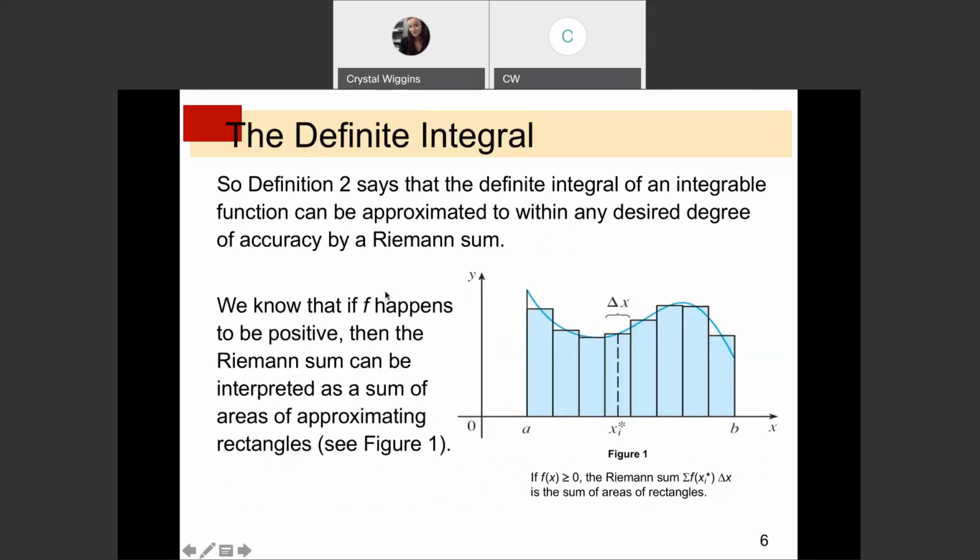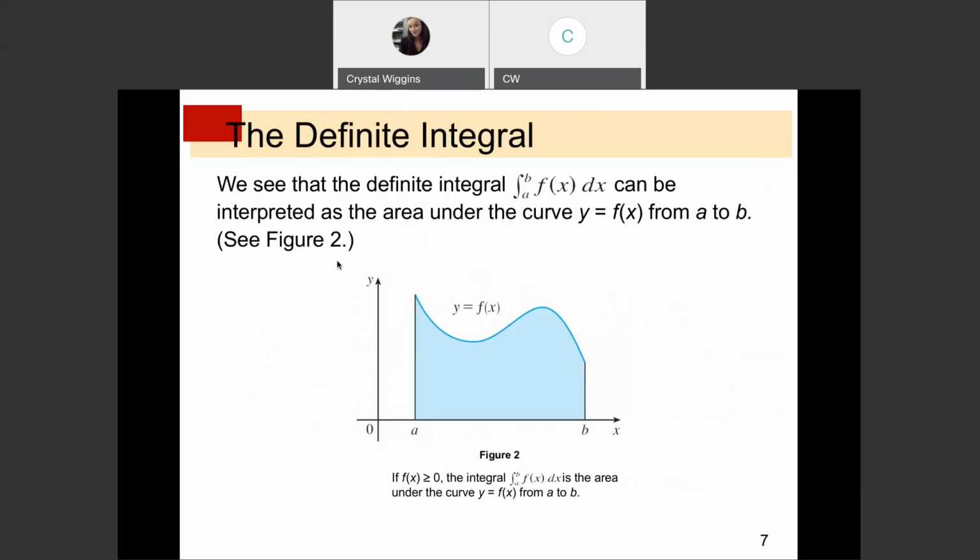So definition 2 says that the definite integral of an integrable function, something that you can actually take the integration of, can be approximated to within any desired degree of accuracy using Riemann sums. We know that if f happens to be positive, then the Riemann sum can be interpreted as a sum of areas of approximating rectangles, like we did last lecture.